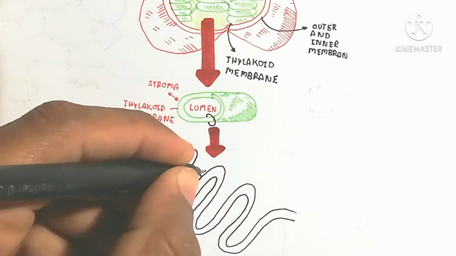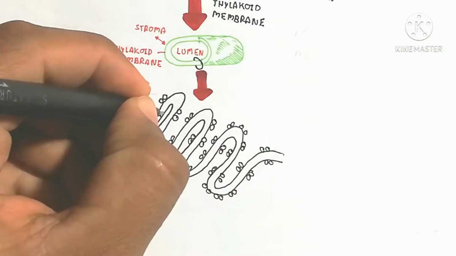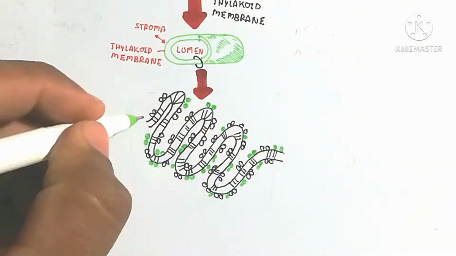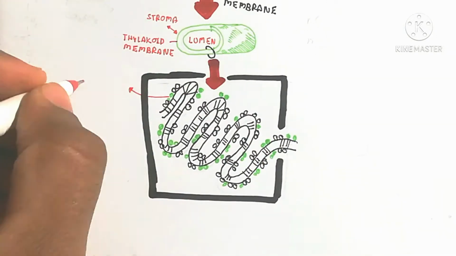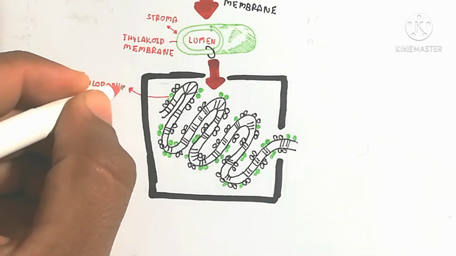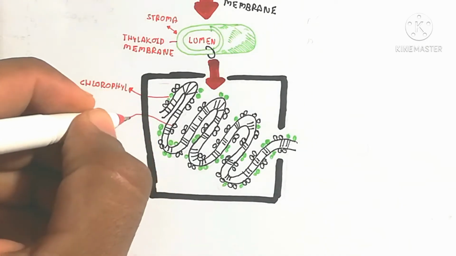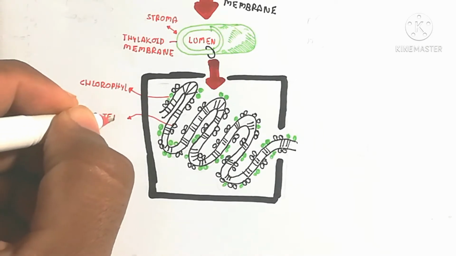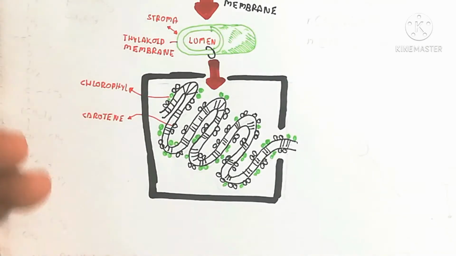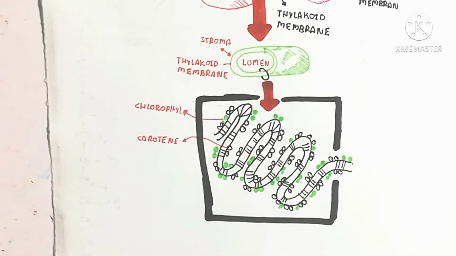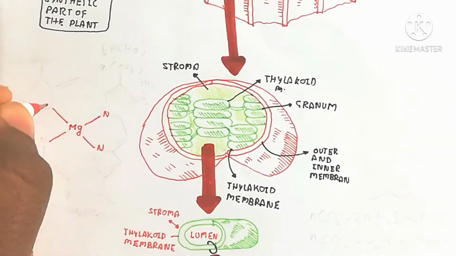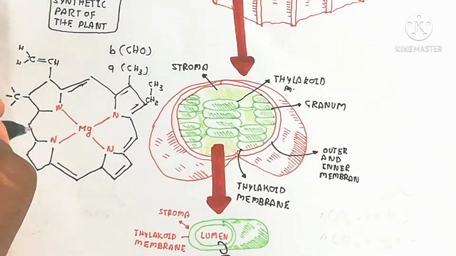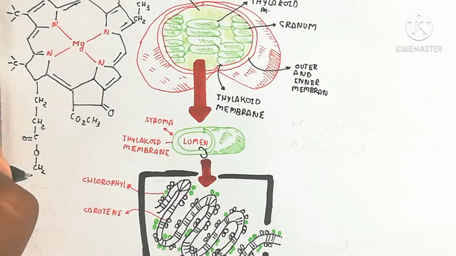Outside is the stroma surrounding the thylakoid membrane. So here is the structure, the outer membrane of the granum, and the green color shows the chlorophyll pigment, while the white color is the carotene, chlorophyll A, chlorophyll B, and different types of xanthophyll, fucoxanthin. Different pigments are present, so we will discuss just chlorophyll.